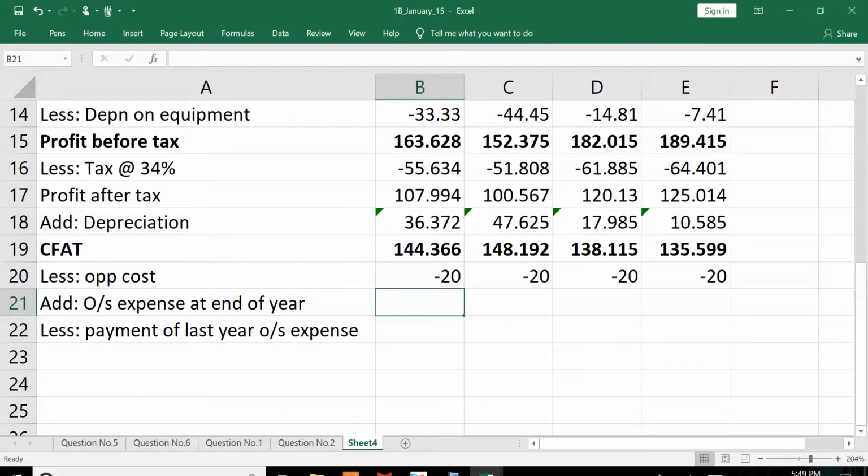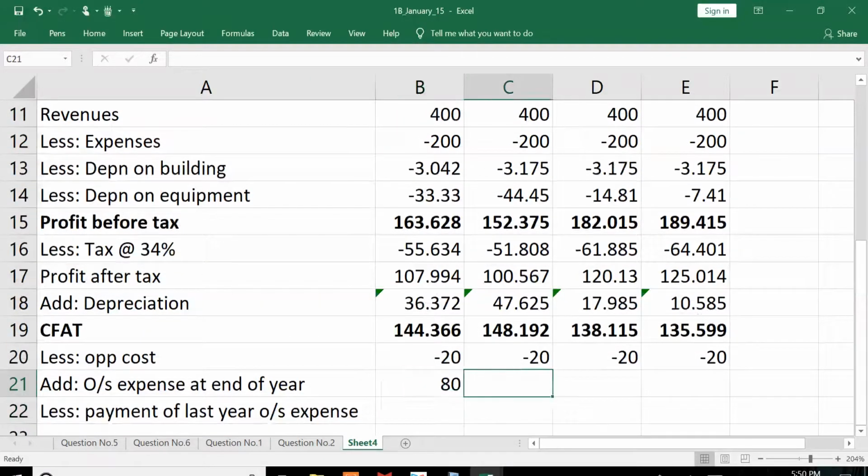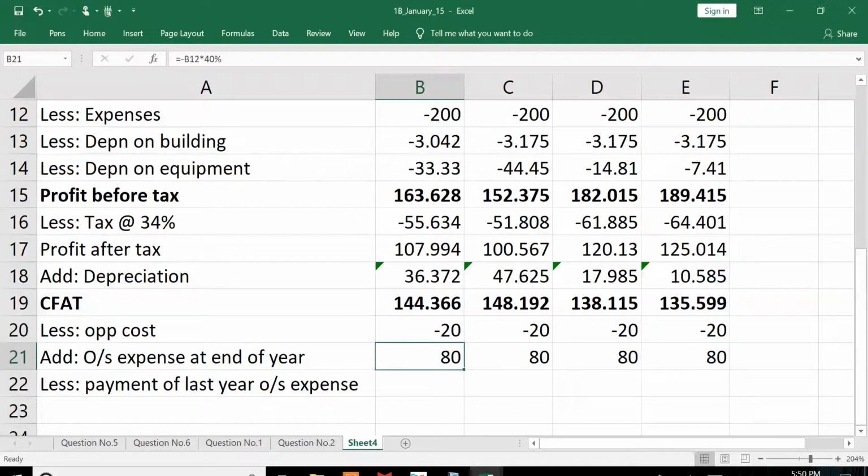In the first year, whatever is the expense you see here, what percentage is not paid? 40% is not paid. So on my balance sheet, this will show as an outstanding expense. Next year also there will be an outstanding expense. But this outstanding expense will be paid next year. The first year outstanding expense will be paid in the second year, the second year outstanding expense in the third year, and so on up to the fifth year. That's why I had a fifth year.